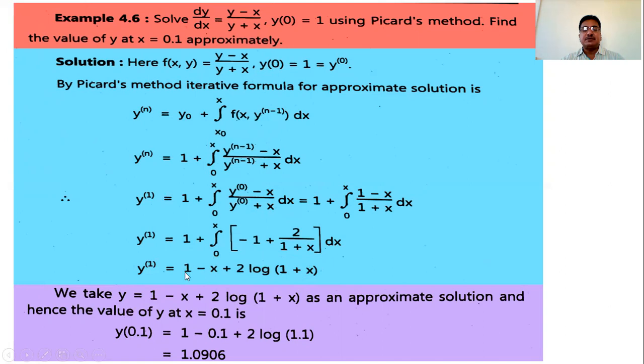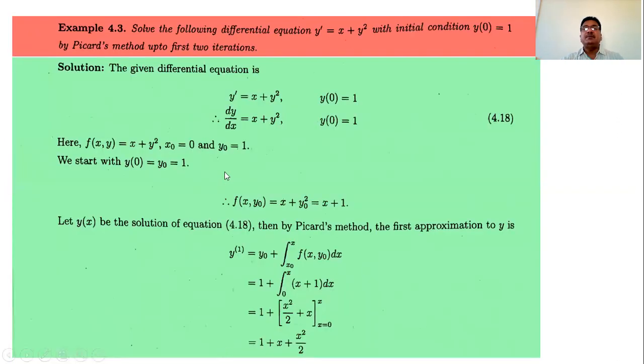Suppose this is the last answer. Then we take y of x as 1 minus x plus 2 log 1 plus x as the approximate solution, or general solution, of the given differential equation. And hence we have to find the value of y at x equal to 0.1. Substitute x as 0.1. We get this answer, 1.0906.